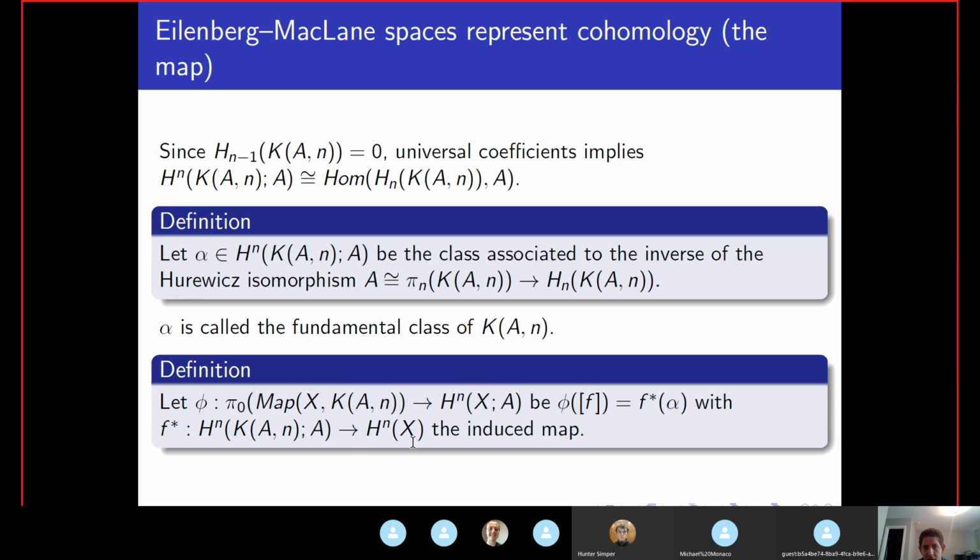So we have a map from X to the Eilenberg-MacLane space, and we have this preferred cohomology class there, which is the fundamental class. Then we just pull it back to cohomology of X. I guess I dropped the coefficients in A. Okay, so this gives us a way of associating maps to cohomology classes, and the claim is that this is the map that in fact induces the isomorphism. Okay, any questions?